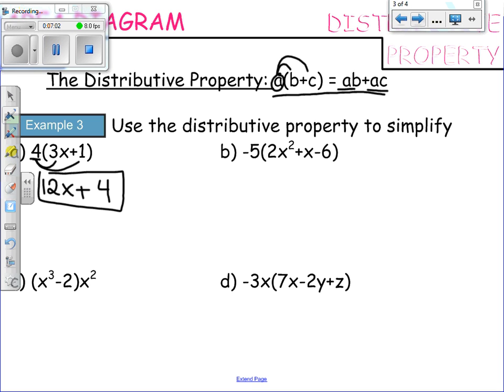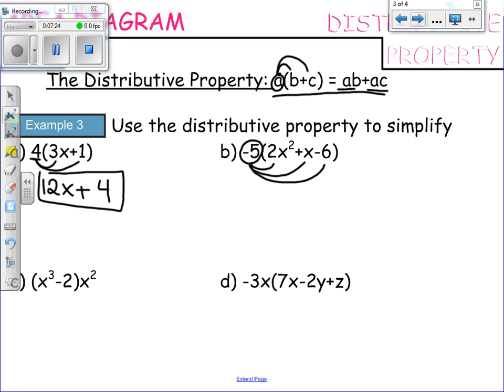Move over to b. This will get a little trickier. We see that our coefficient, our number in front of the brackets, is a negative 5. So the negative has to also distribute in. So the whole thing distributes in once, twice, 3 times.